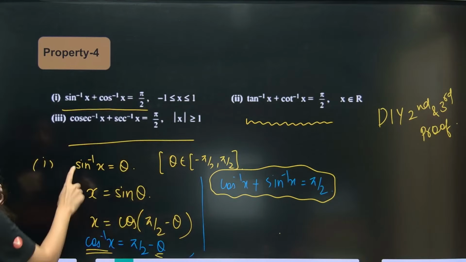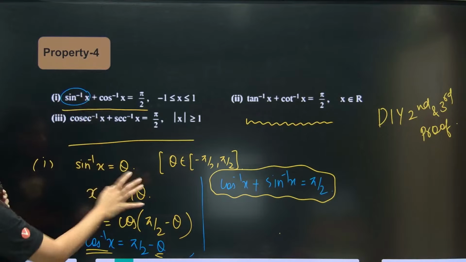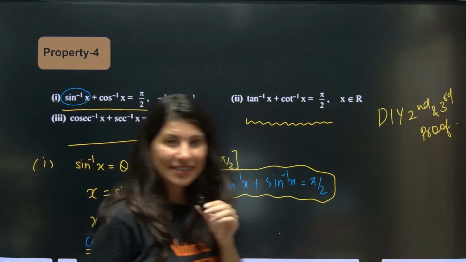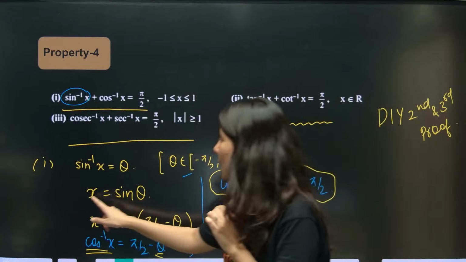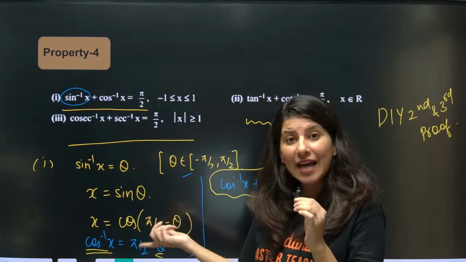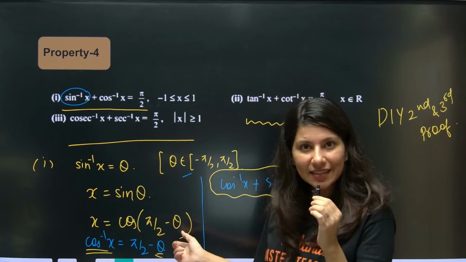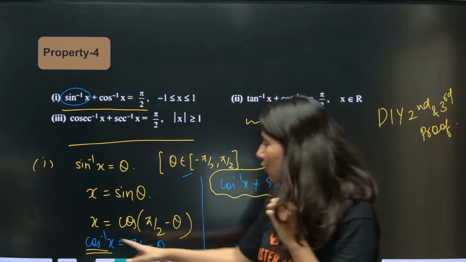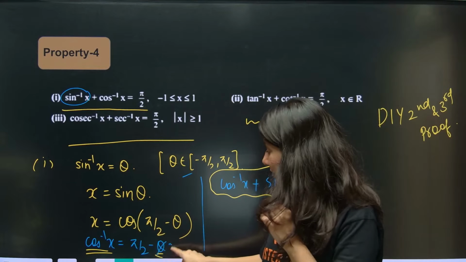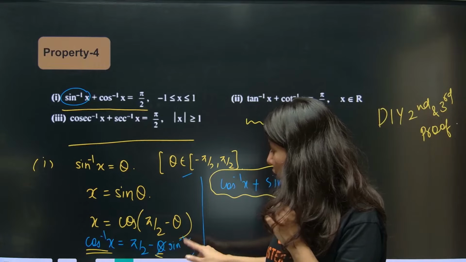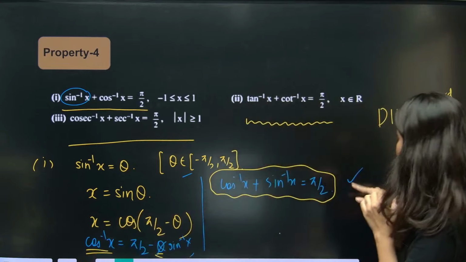What I told you: sin inverse x I have taken as theta. Sin inverse x is theta, where theta belongs to minus pi by 2 to plus pi by 2. Now x is equal to sin theta. Now I am writing sin as cos 90 minus theta and taking inverse both the sides. So cos inverse x will become pi by 2 minus sin inverse x. In the next step, take sin inverse x to the left hand side and you will get your answer.